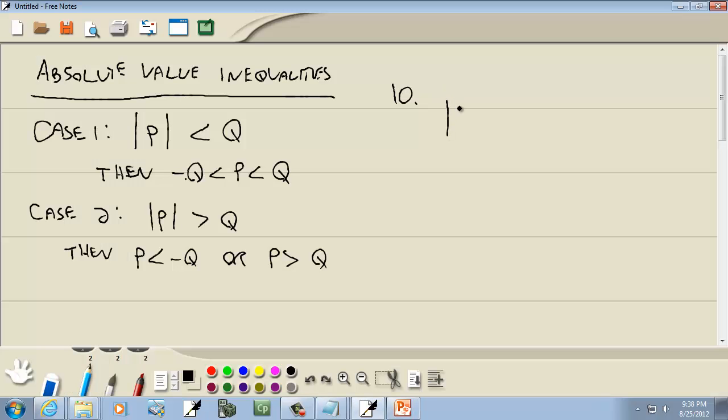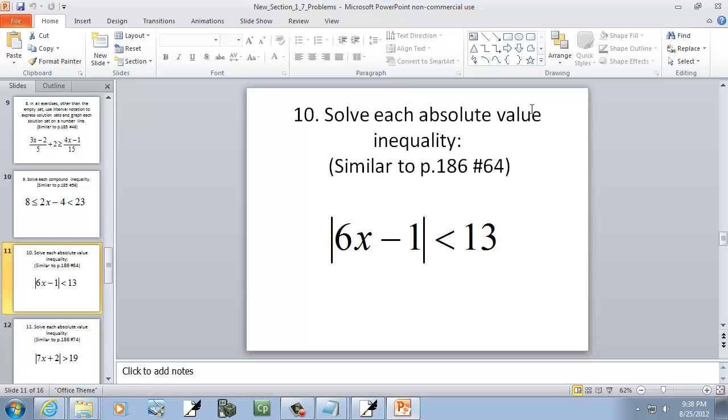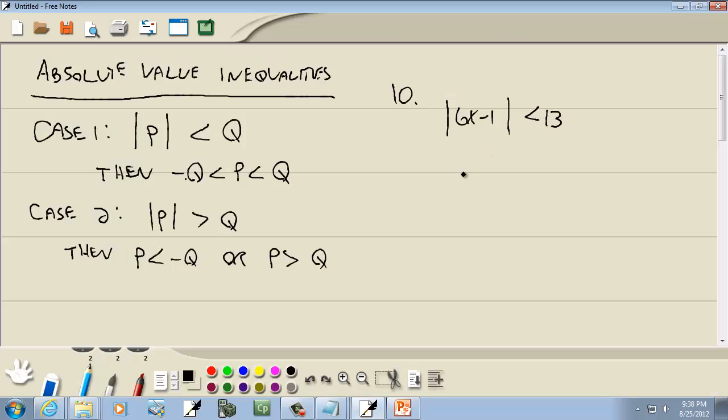So we got the absolute value of 6x minus 1 is less than 13. Okay. The absolute value is by itself, so that fits. And specifically, its absolute value is less than. Well, if I come here, this is case 1. What's inside the absolute value is p. The other side is our q. So from our formula, we got negative q is less than p is less than q. So everywhere I have a p, I'll plug in 6x minus 1, and everywhere I have a q, I'll plug in 13. So I got negative 13 is less than 6x minus 1 is less than positive 13.